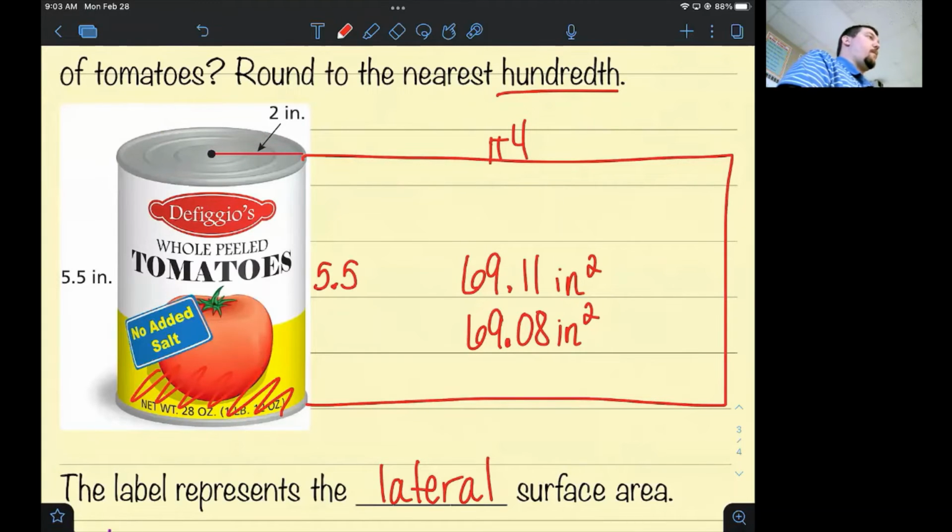Questions? Why was this problem easier than the other two? No circle bases. Yeah, just the rectangle part. Exactly. Just the rectangle part, which is circumference times height. That's all we have to do.